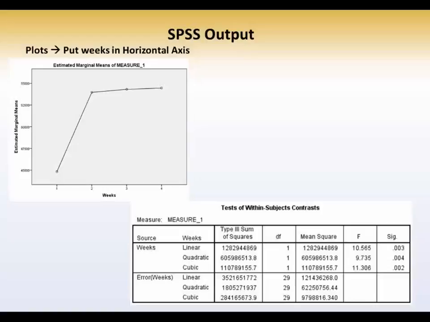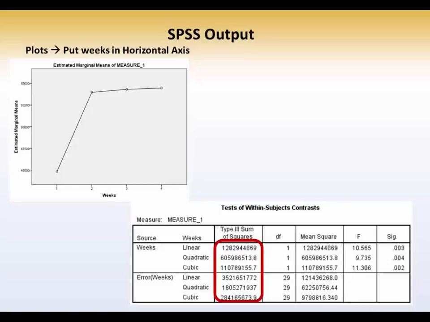So literally what SPSS provides for us is a test, that's represented in the bottom frame, of whether that change across those weeks is linear, no bends in the line, quadratic, 1 bend in the line, or cubic, 2 bends in the line. In our case, all three of those are significant. Look at the significance value on the right.